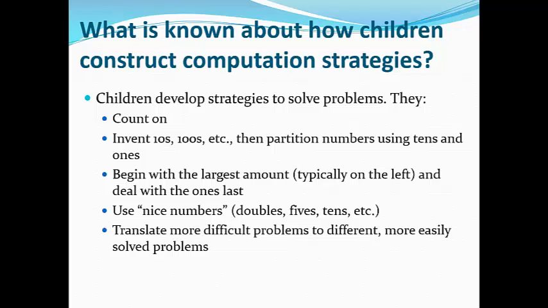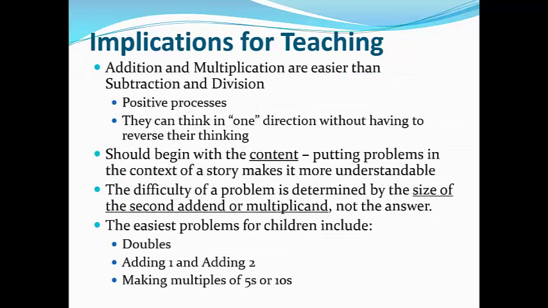They start with the largest quantity. So for example, if they're adding 50 plus 25, they're going to start with 50 plus 20 is 70 and then put the 5 on. They also use nice numbers. These are numbers that make it a little bit easier. Doubles, 5s, 10s, those kinds of things are easier, so they will change problems to make them be nice numbers or easier numbers and then add on what's left. They also translate more difficult problems to different, more easily solved problems, as I was just explaining.